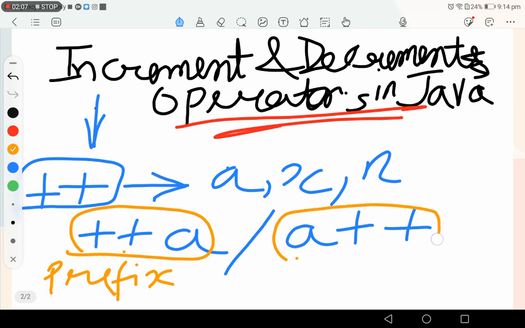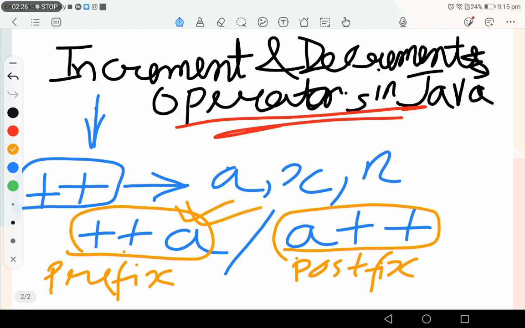And here, the variable is coming first and then the increment operator is coming. Therefore this is called postfix increment. It is said like this. So just remember that prefix means the operator comes before the variable. Therefore in postfix, the variable comes first and the operator comes afterwards. Alright. Now let me explain both the conditions.